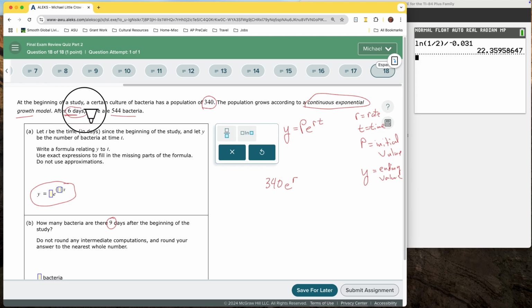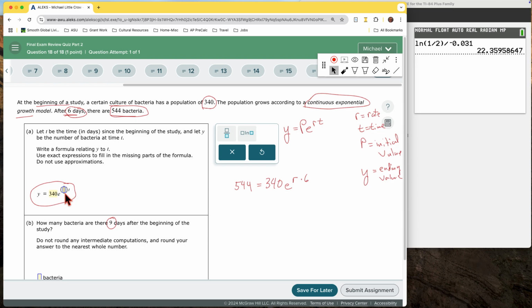We've got that in 6 days we will end up with 544. That's what we're going to use. So we have 6 days, and that's all up in the exponent, and we would end up with 544. It's going to allow us to solve for r. We didn't really have to solve for the P because it was given to us, but we did have to know at the beginning, that's the start. That number is going to be right there for the P. That gets multiplied by the e. So they just gave it to us, so let's go ahead and put that in there.